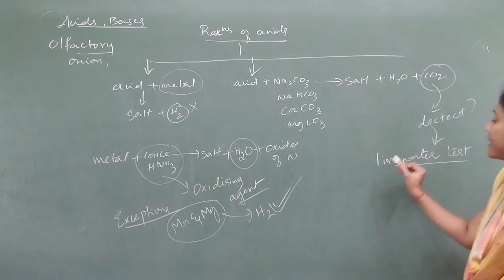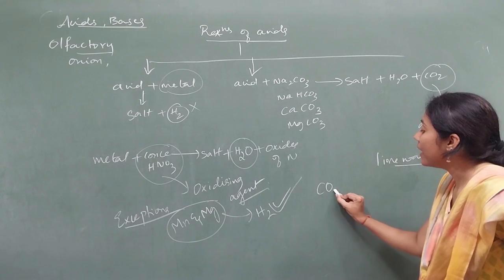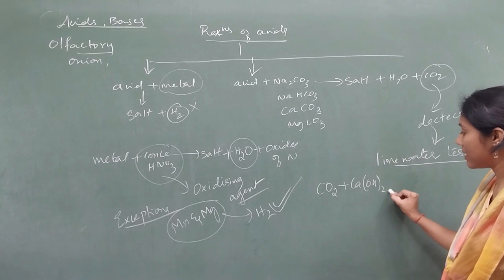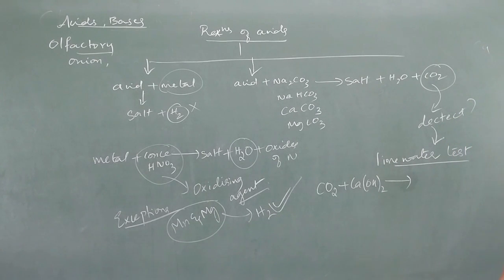What is the lime water test? When carbon dioxide is passed through calcium hydroxide solution, which is called lime water, you will get a white precipitate. This is a white precipitate of calcium carbonate.